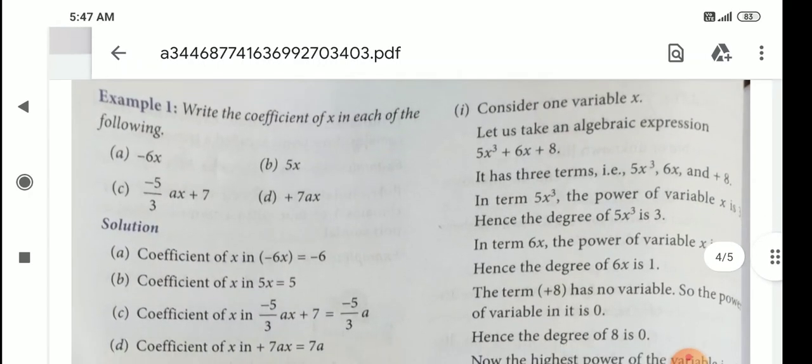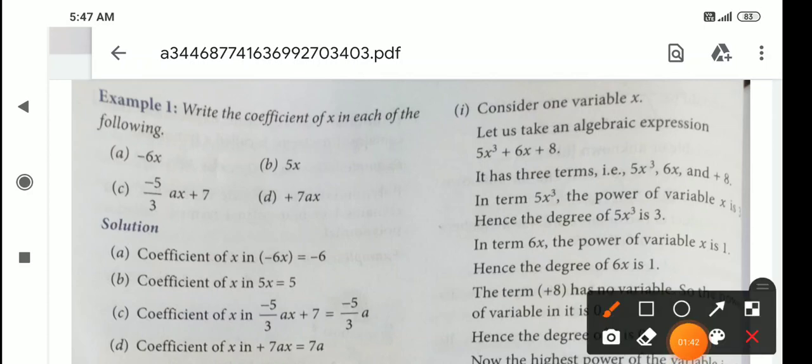For example, children, you see 5x cube plus 6x plus 8. Here one algebraic expression is given. Here how many terms are there? Here 3 terms are there: 5x cube, another one is 6x and another one is 8. In 5x cube, children, the power of variable x is 3. Here you see, 5x cube means the power is 3.